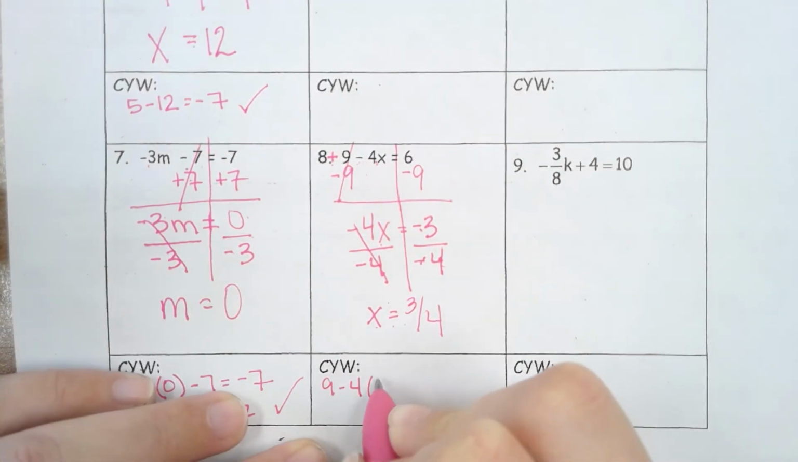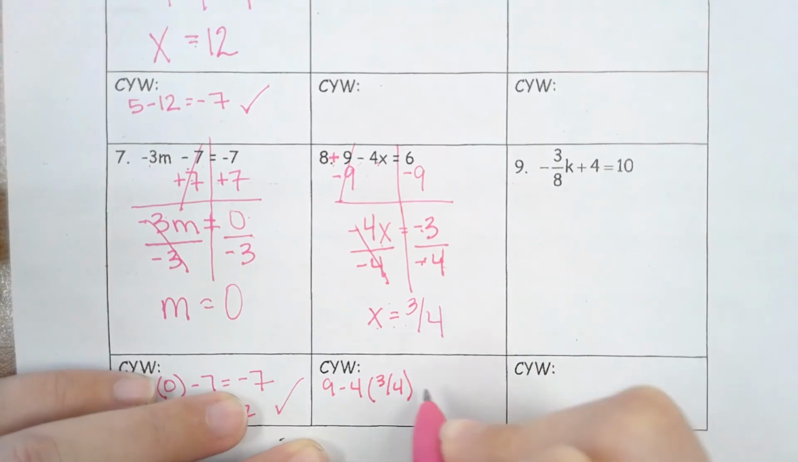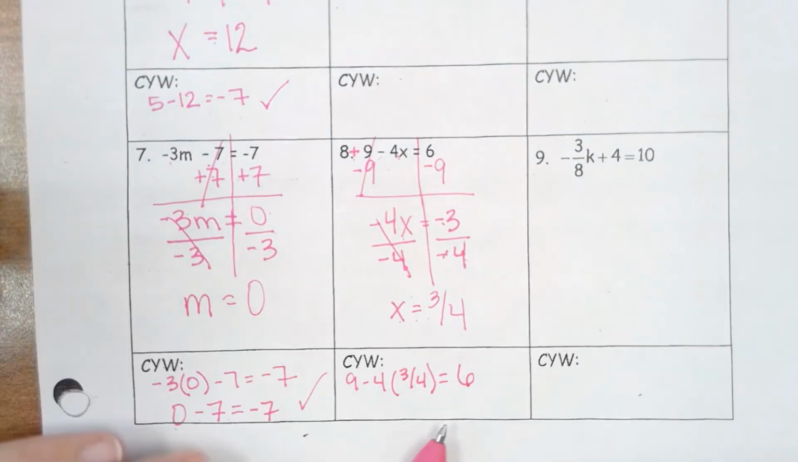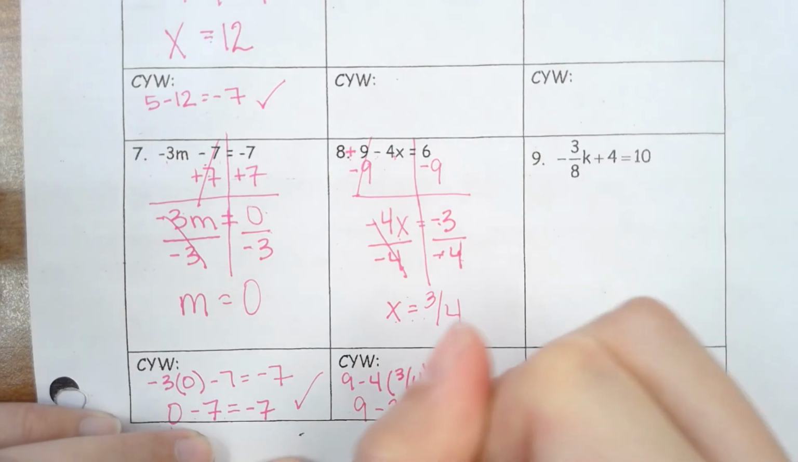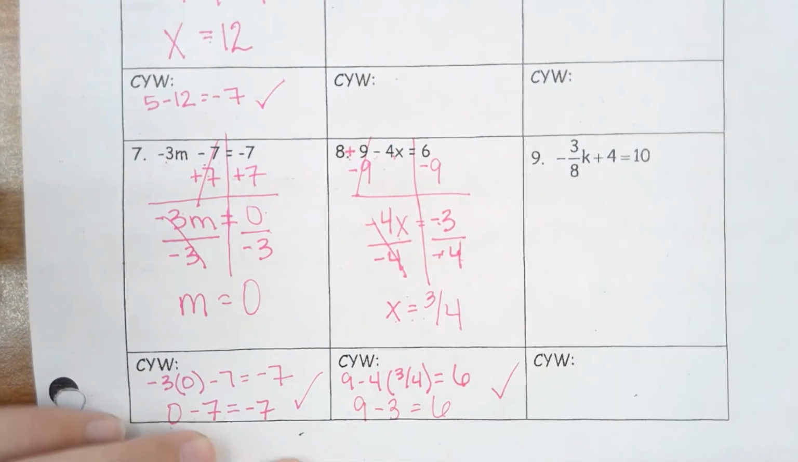And then if I were to check it, I'm plugging my 3/4 back in for x and rewriting my problem here. 4 times 3/4 gives me 3. So does 9 minus 3 equal 6? Yes, it does.